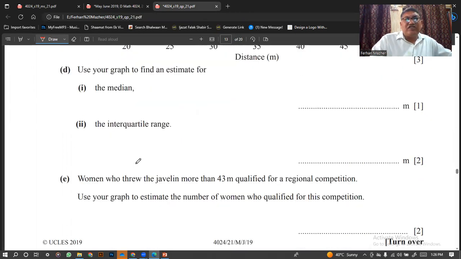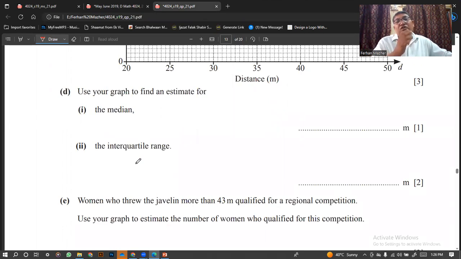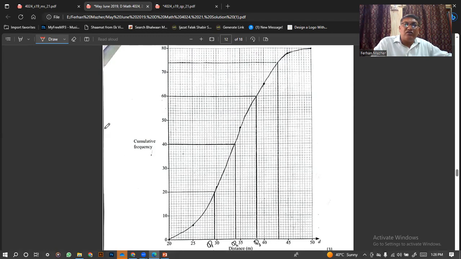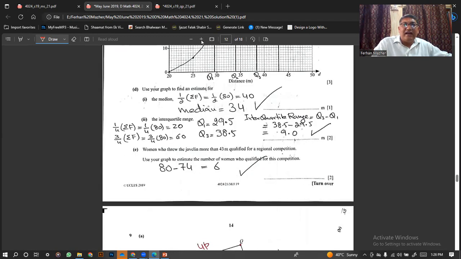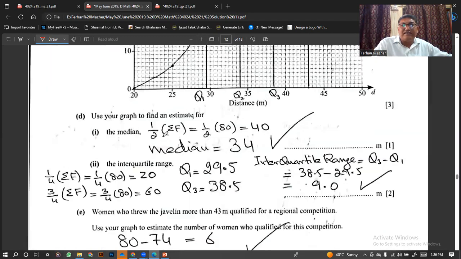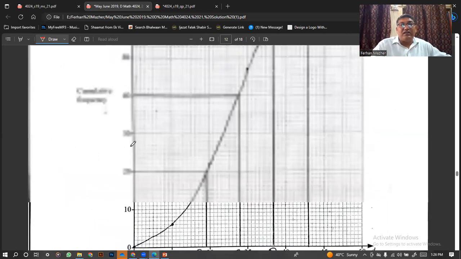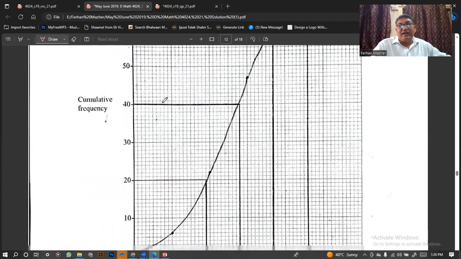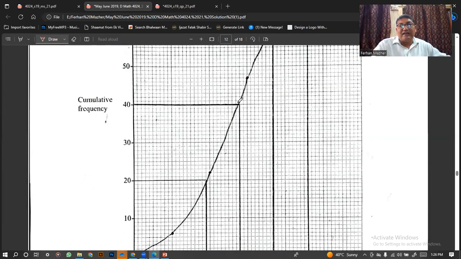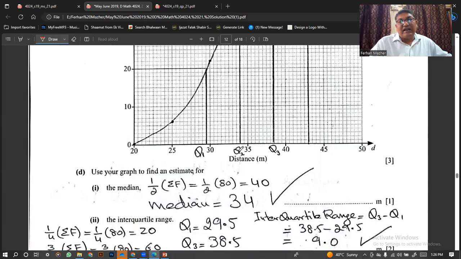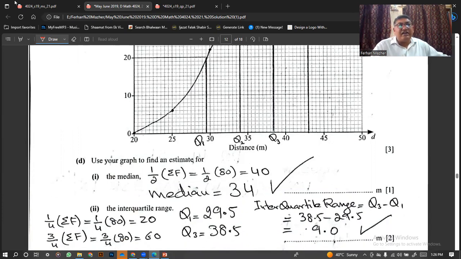So their first question is, use your graph to find an estimate for the median. So median is 1/2 of the total frequency. So it will be 1/2 of the 80, that will be 40. So I will look at 40 on the y-axis, and from there, I will go to the graph. When I cut the graph, I come down, and whatever is this value, that is the median. And that is, I think, maybe 34. Yeah, the median is 34.